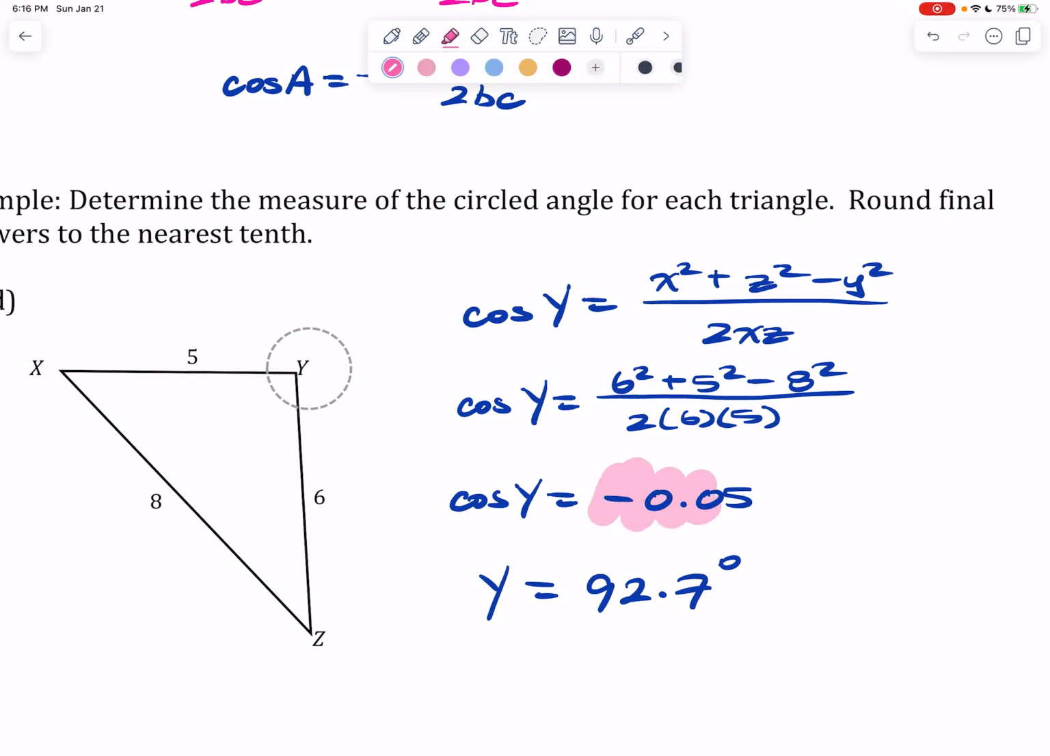Yes, cosine's negative, that's true, which means that y could be in quadrants 2 or 3, but this is a triangle. And a triangle can't have any angle be more than 180 degrees because the sum of the angles in a triangle is 180 degrees. So to keep things real, this is all we do. Boom, calculator done. That's that.